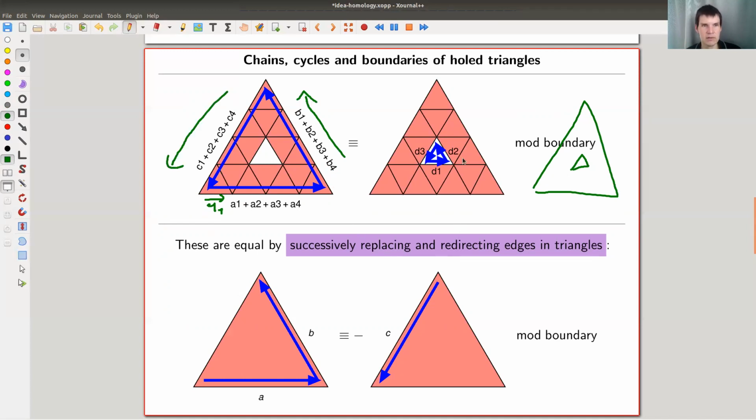And in the middle, you also have the little cycle that goes a little bit around the middle hole. And both of them are now honest cycles. They detect the hole, and we would like to see that in some way.